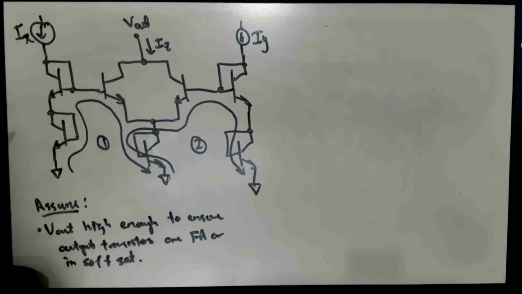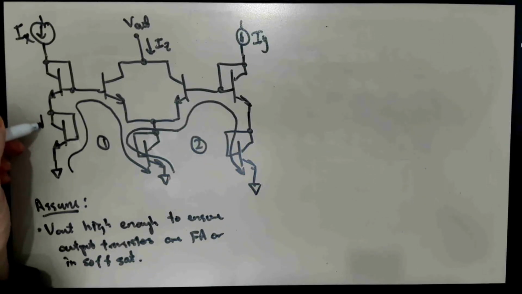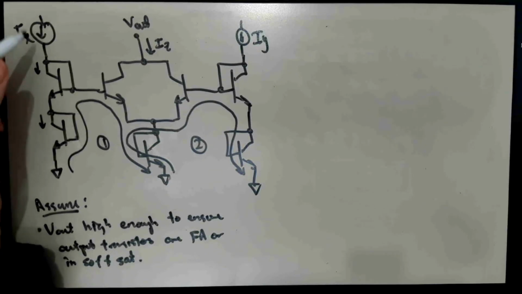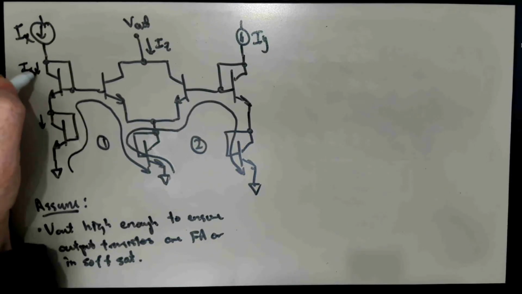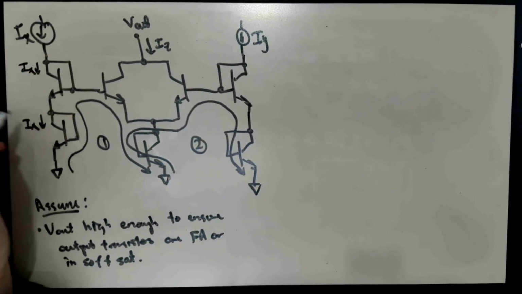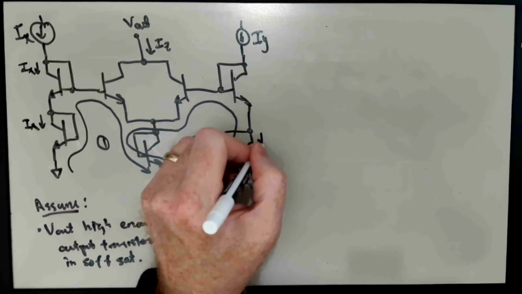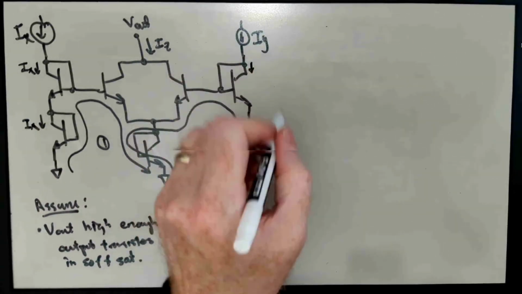And so now it's a matter of basically going through and figuring out what the collector currents are. Well, the collector currents here and here, since these 2 diode connected transistors are just connected in series directly to one of the inputs, are going to be IX. Likewise over here, these currents are going to both be IY.